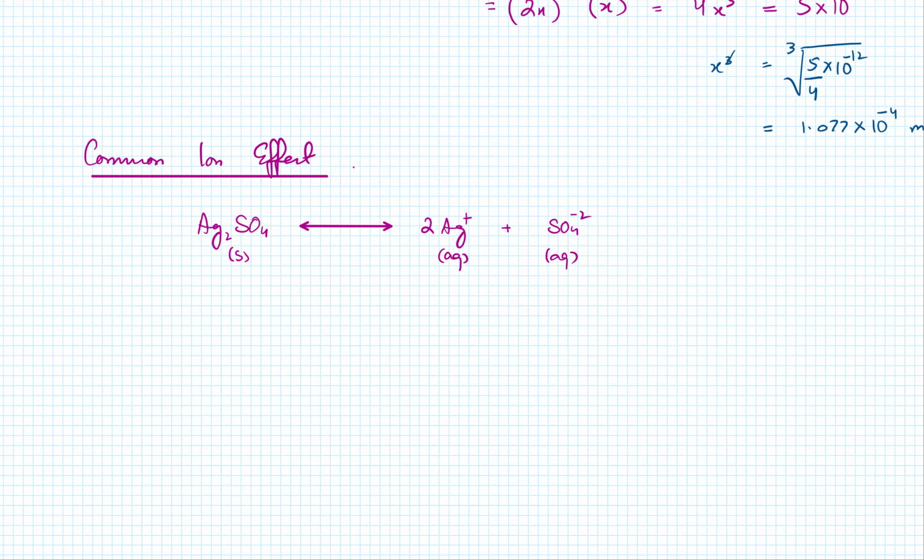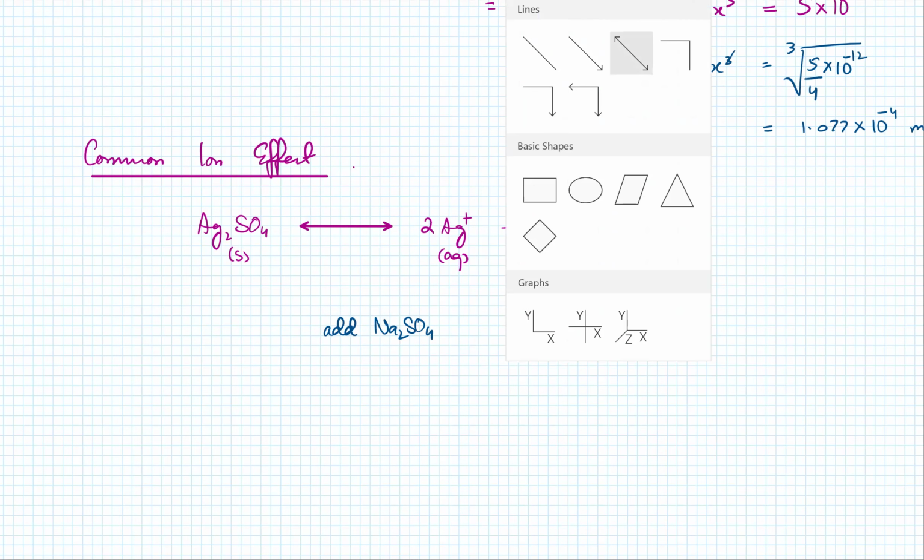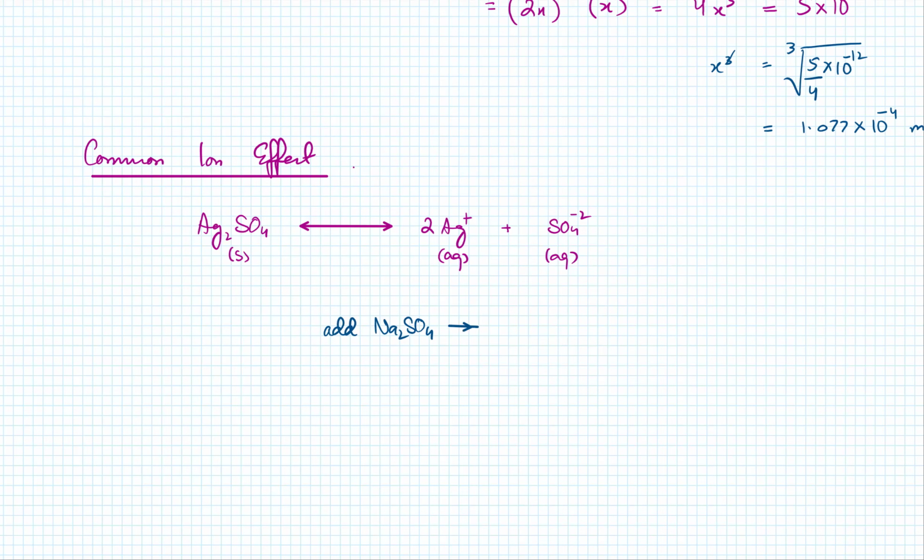Now, if I add a compound like sodium sulfate, Na2SO4, to the same solution, I'm adding another salt to the same solution. That other salt, if it's got a common ion, will affect this equilibrium. Sodium sulfate is very soluble. So what two ions would be produced by sodium sulfate? Let's say I add a tiny amount, so it's not saturated and all of it dissolves. So it produces two sodium ions and sulfate ions, right?